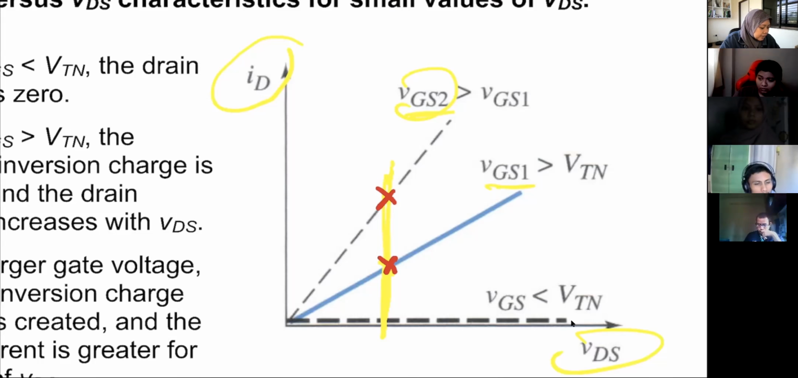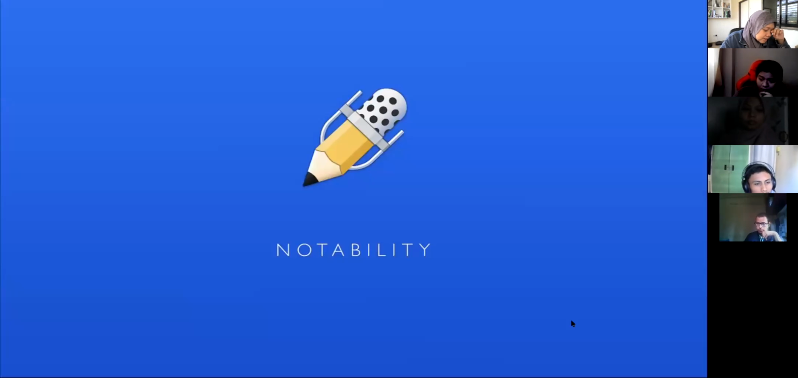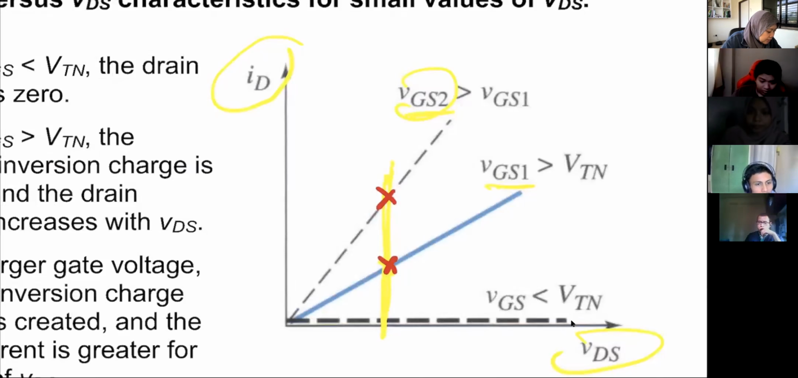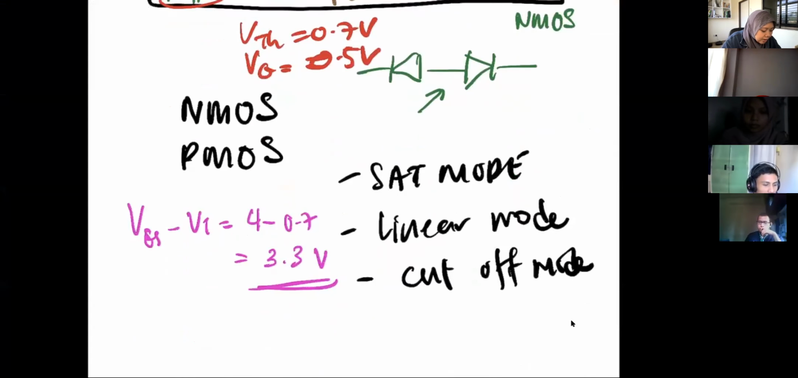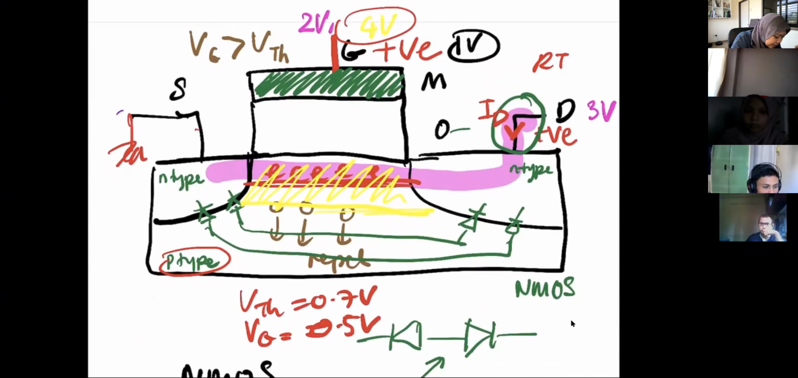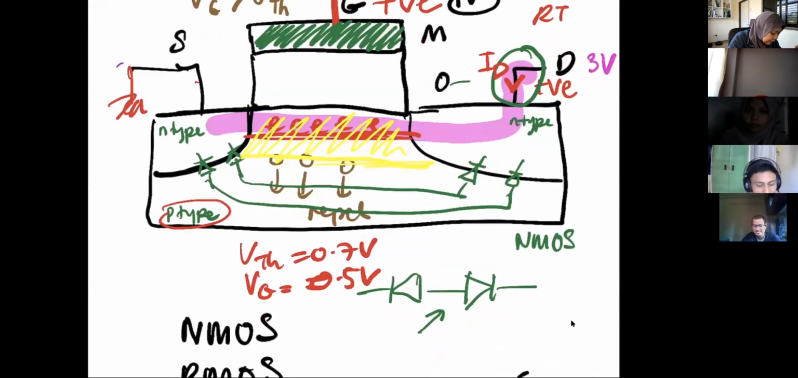Okay. So that's in linear mode. Now, what happens if we assume the threshold voltage to be 0.7, and we still apply 4 volt at the gate, but the drain voltage now we apply 5 volt. What happens inside the MOSFET?